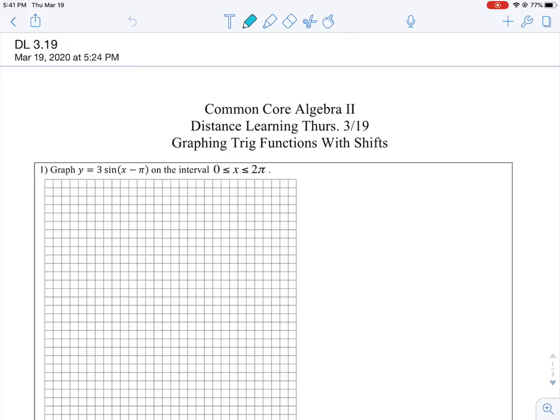So the biggest thing that I'm seeing is you guys are getting stuck on these shifts. So what I would like to do is show you some calculator strategies on how you could check what this graph should look like. That way you know that you're doing it correctly. So let me turn on my camera.